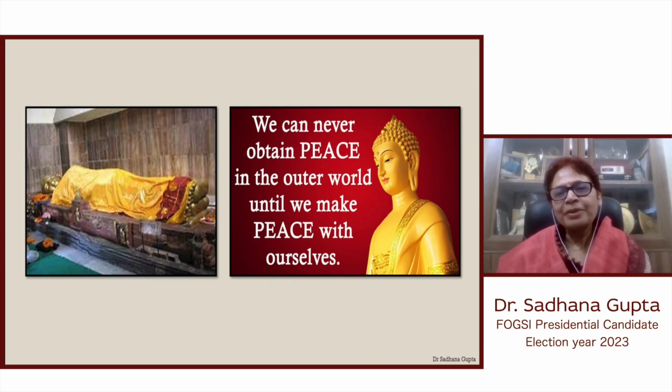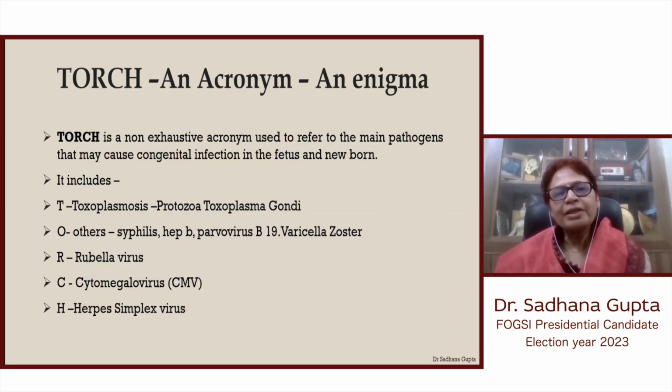We can never obtain peace in the outer world until we make peace with ourselves. So, TORCH, what is torch? It is a light which is sometimes scattered, sometimes dim, and sometimes we overuse it. In the next 20 minutes, I would like to present a few clear messages on how to deal with all the components of the TORCH.